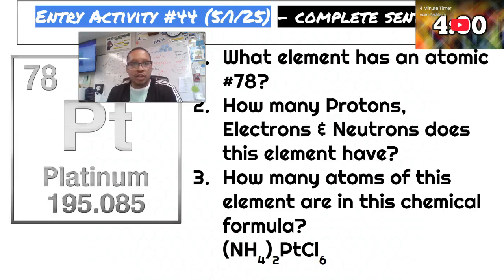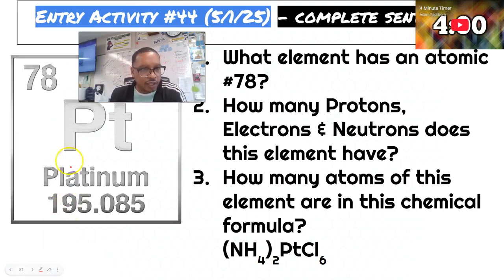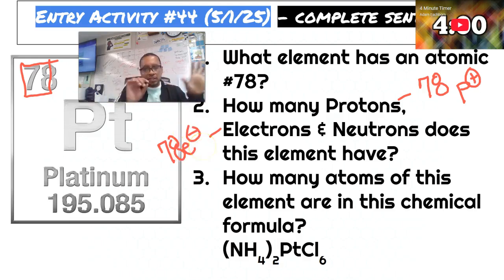So how many protons? Remember that the atomic number is equal to the number of protons in an atom, right? So we've talked about that. This is the atomic number right there. So the number of protons should also be 78. Okay. The number of electrons. Now let's talk about that. Since we have 78 protons and we have a neutral atom, then we're going to have 78 electrons. So it's going to be the same amount because we have a neutral atom.